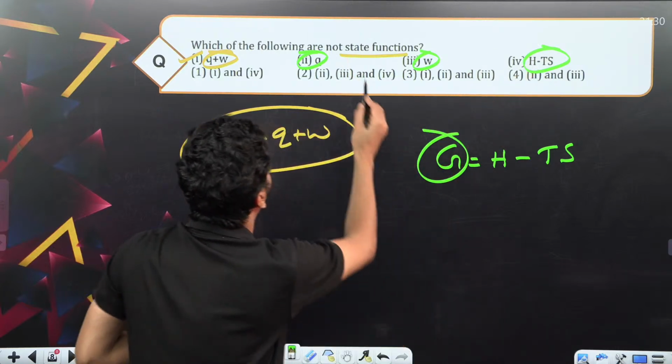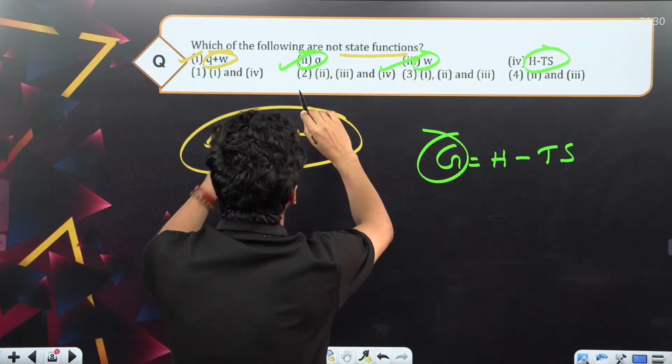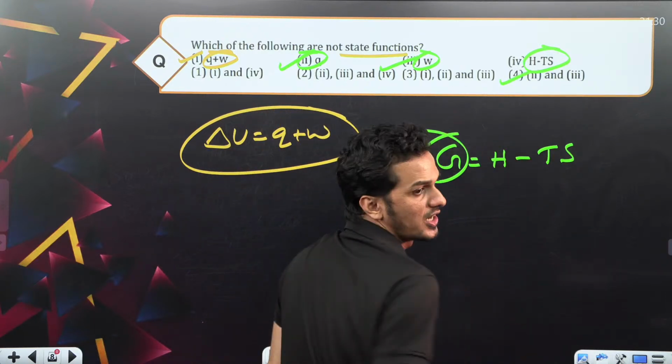So we have to find out which are not state functions, meaning Q and W. Q and W means 2 and 3. Option 4 is the correct answer.